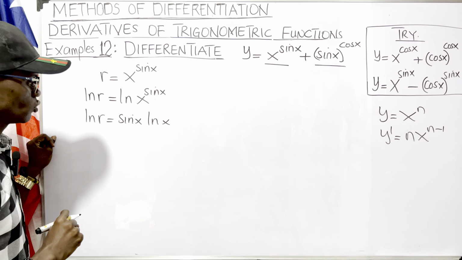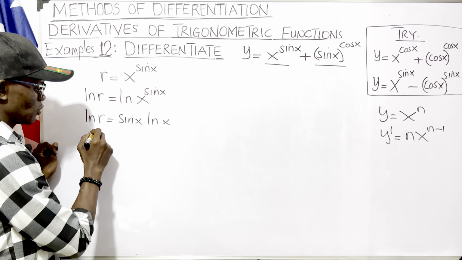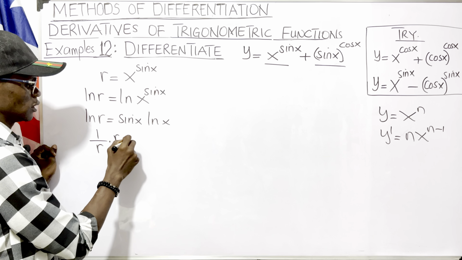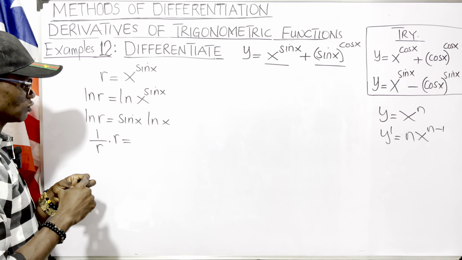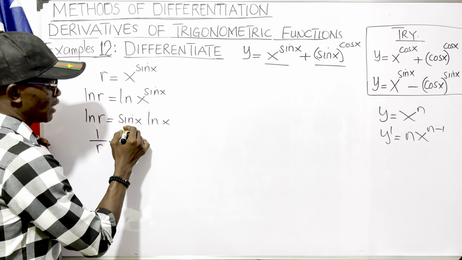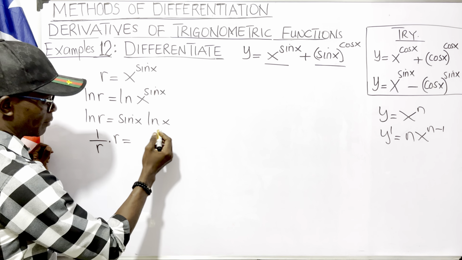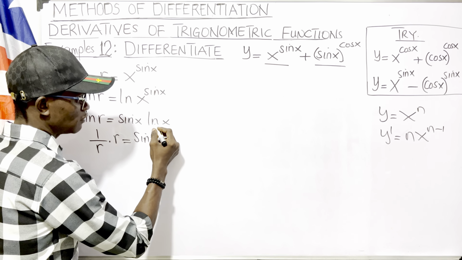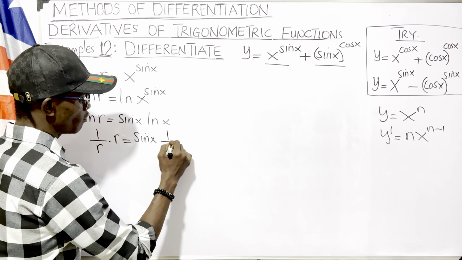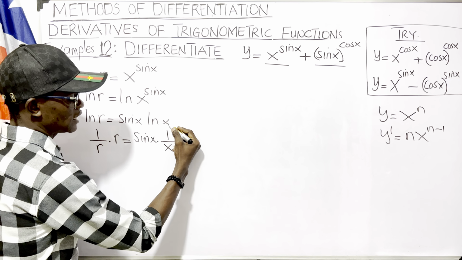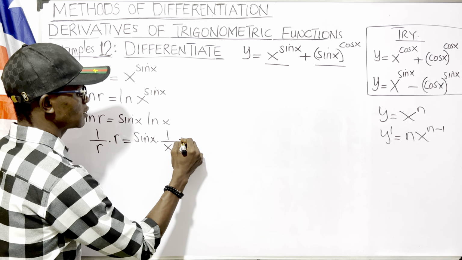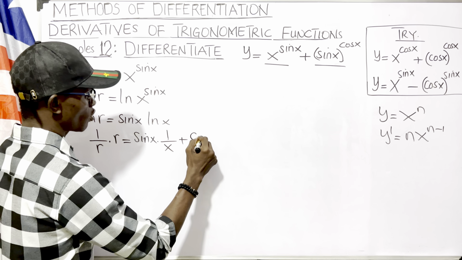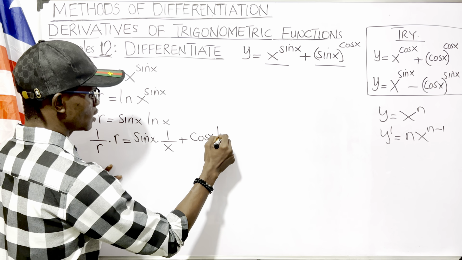So the next thing is now to differentiate. For this, we have 1 over r times the derivative of r, according to the derivative of natural logarithm. For this case, we have two separate functions being multiplied by each other, so we can use the product rule. So we hold sine of x and differentiate ln of x, we get 1 over x. If we differentiate this x, it just gives us 1. Plus, we hold this ln of x now and differentiate sine of x, we get cos of x. Since we hold this one constant, we just rewrite it.